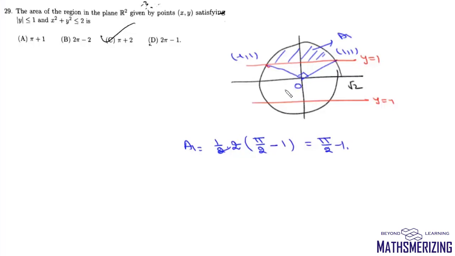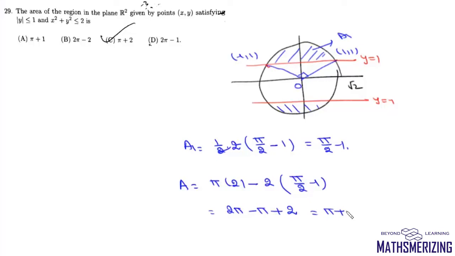Now what's the area that we'll need? So this area will be the area of the circle, that is pi r square, minus 2 times this area. So it will be 2 pi minus 2 times (pi by 2 minus 1). So it will be 2 pi minus pi plus 2. So it will be simply pi plus 2, and that's your option number C.